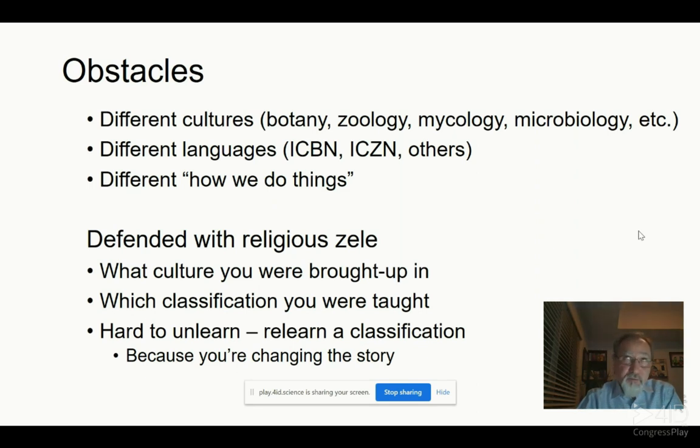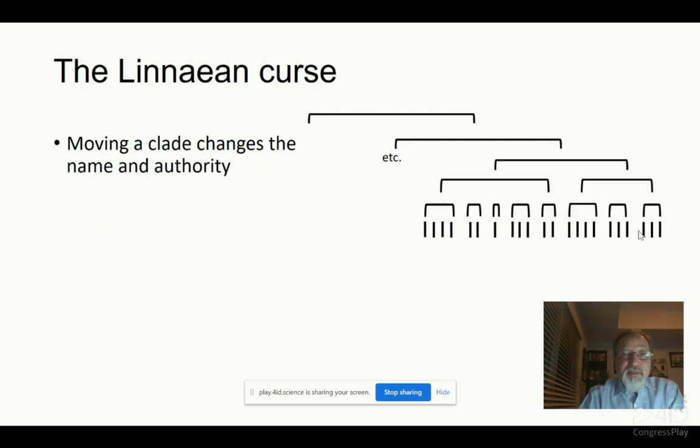And the reason why it's difficult to learn and relearn everything is because you're actually changing the story with which you've assembled a classification in your head. The other issue I want to talk about is what I call the lenient curse: moving a clade changes the name, it changes the authority.